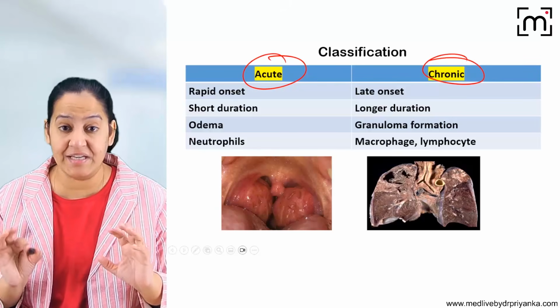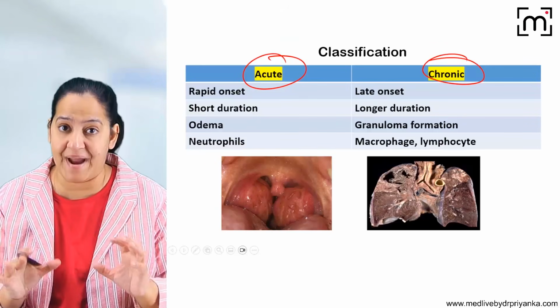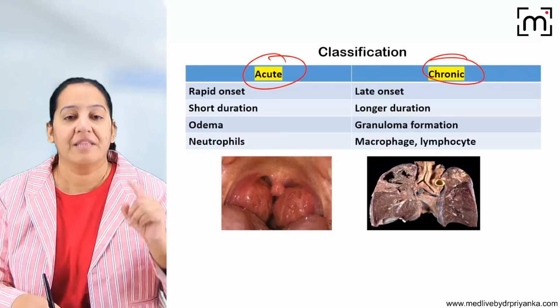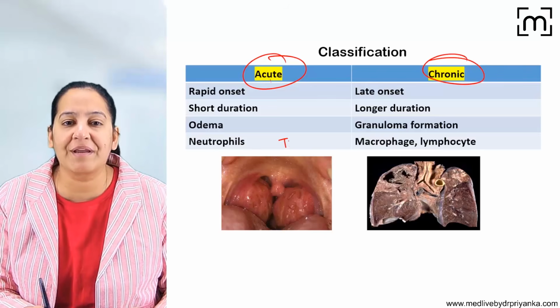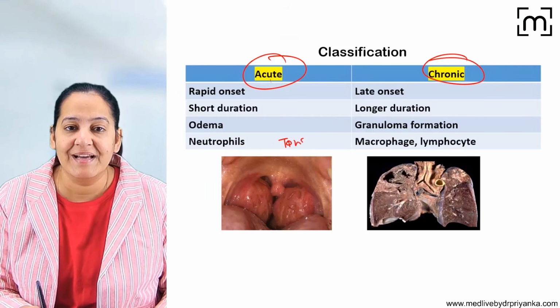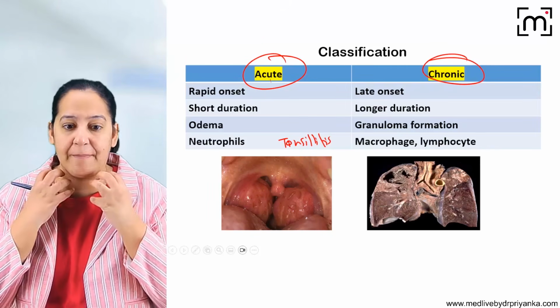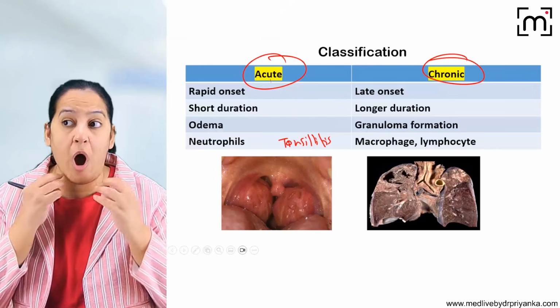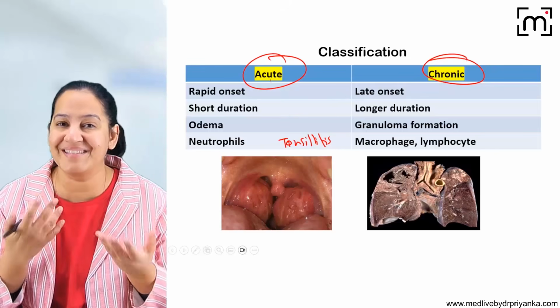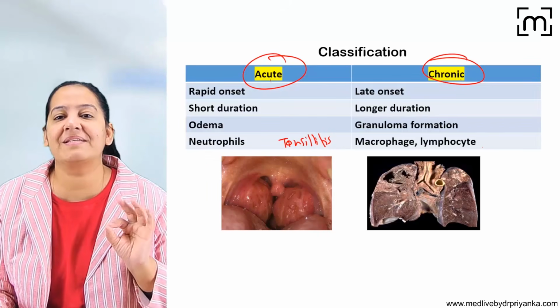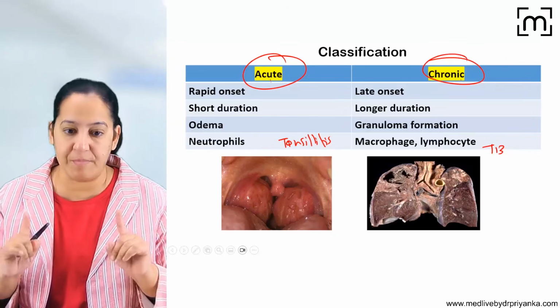Now you can understand the differences between acute and chronic inflammation better if you take one example. The best example of acute inflammation is tonsillitis. I guess every one of us has experienced an episode of tonsillitis in our life, so we know how it feels and what the symptoms are. Now for chronic inflammation, the best example is TB. Both of them are caused by bacteria.